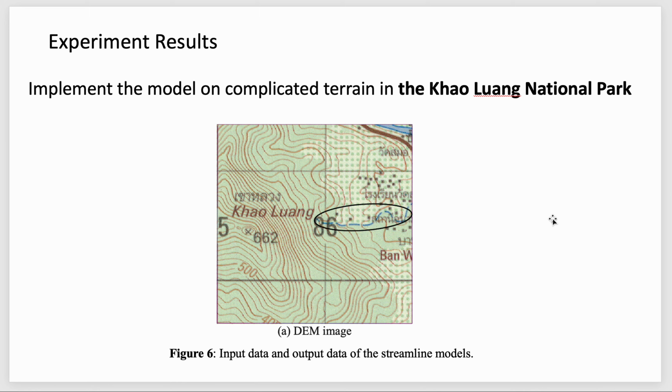The experiment result is at Khao Luang National Park. This figure shows the image, and the oval circle shows the real water of the streamline model.